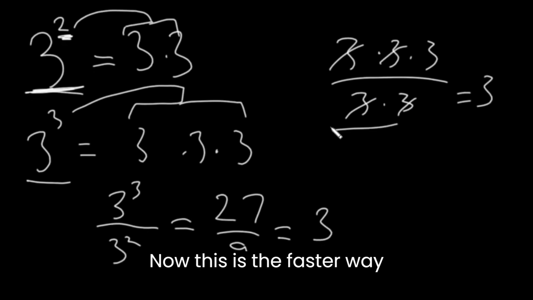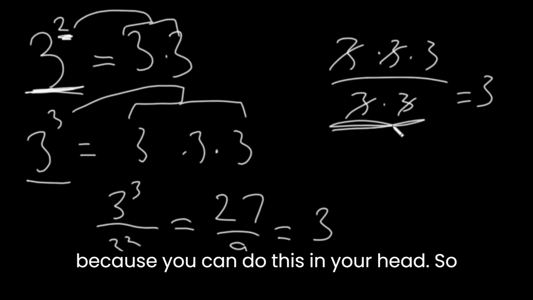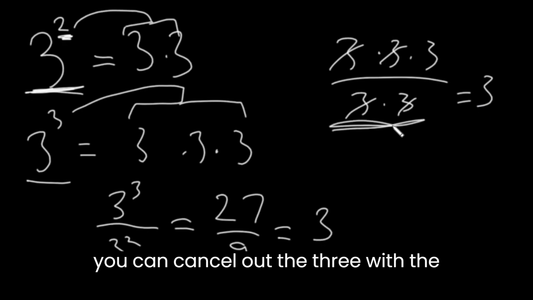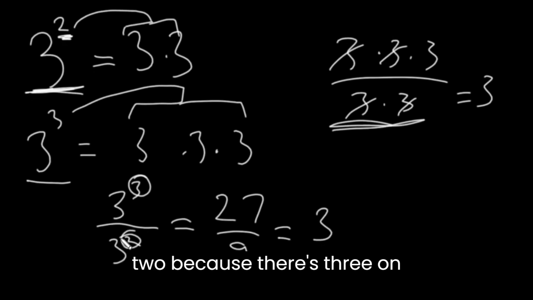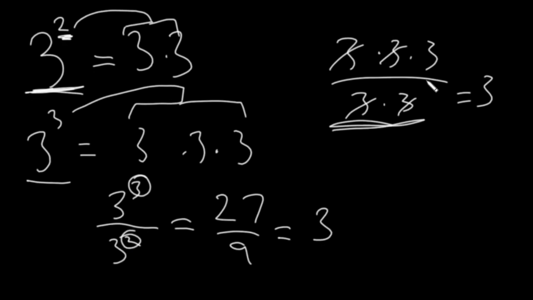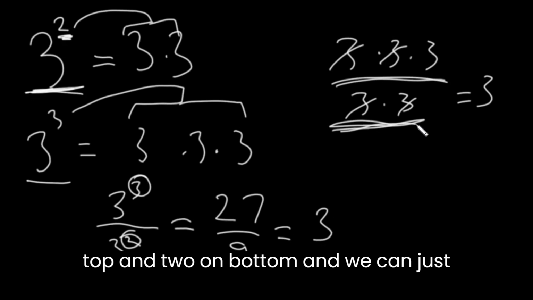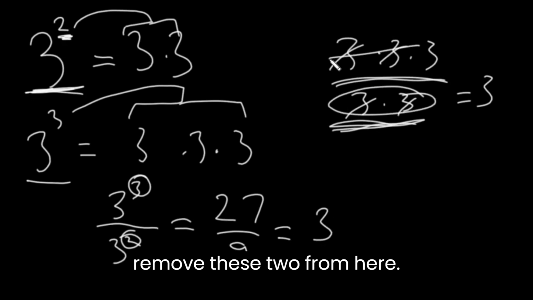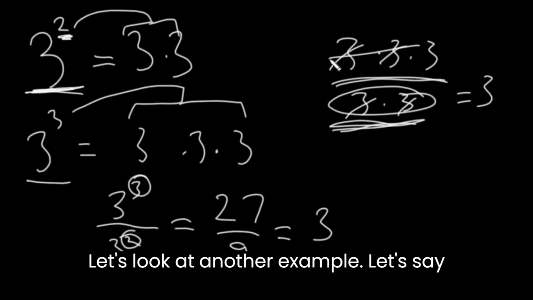So then these get canceled out and you would get 3. Now, this is the faster way because you can do this in your head. So you can cancel out the 3 with the 2 because there's 3 on top and 2 on bottom, and we can just remove these 2 from here. Let's look at another example.